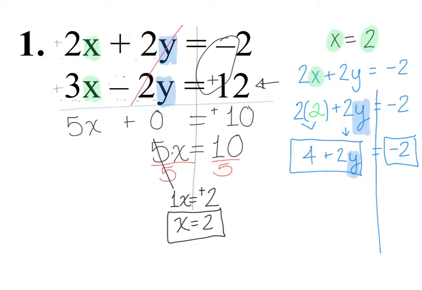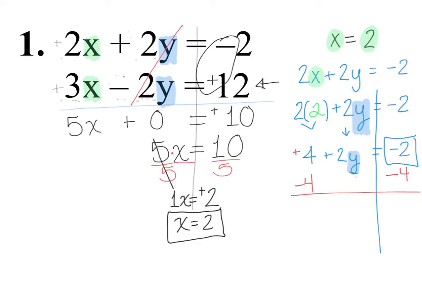Need my y by itself, so I need to get rid of that 4. Get rid of 4 by doing the opposite. That's adding 4. I know it's adding because I see that that's a term, since it's being separated by that plus sign. And it's a positive 4, so that means I'm adding a positive 4. So let's subtract it. Subtract 4 on both sides.